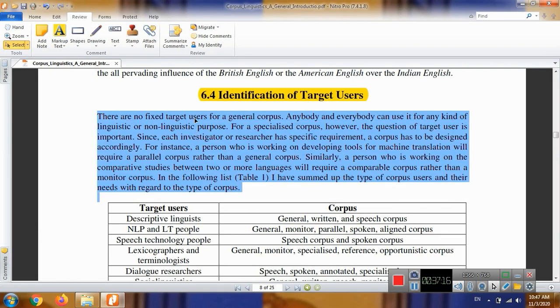There are no fixed target users for a general corpus. Anybody and everybody can use it for any kind of linguistic or non-linguistic purpose.